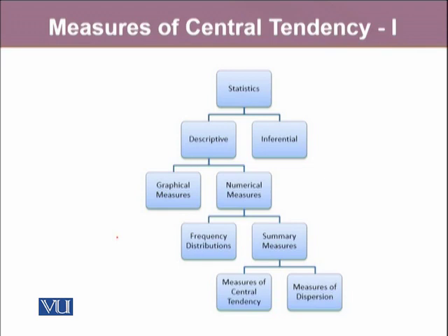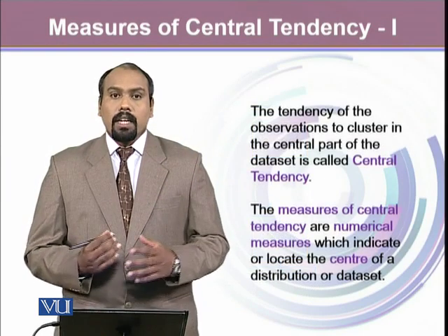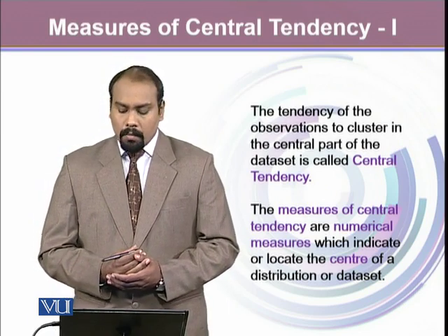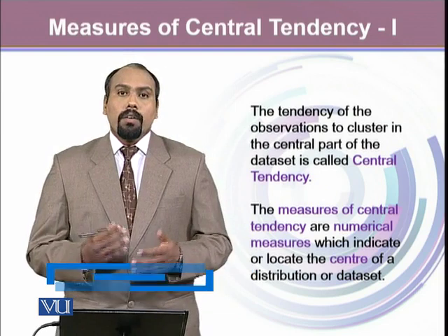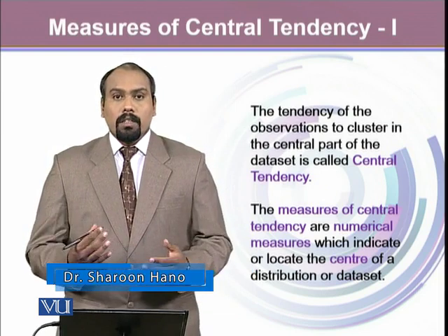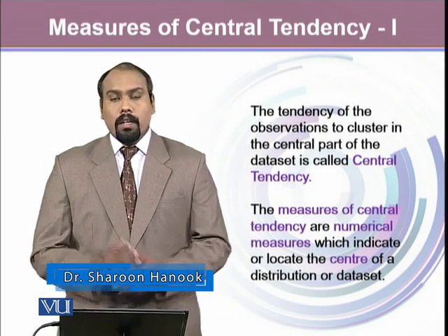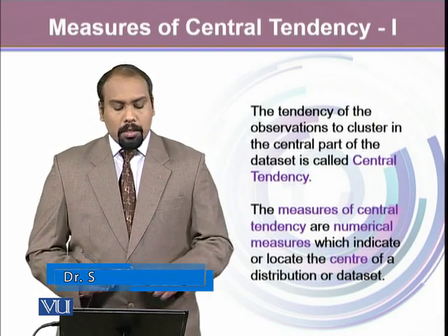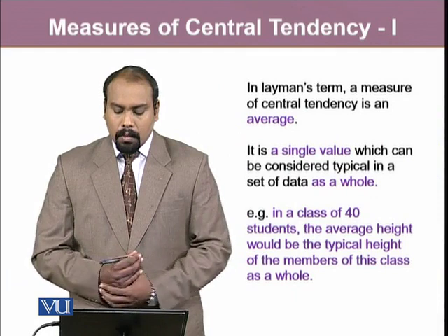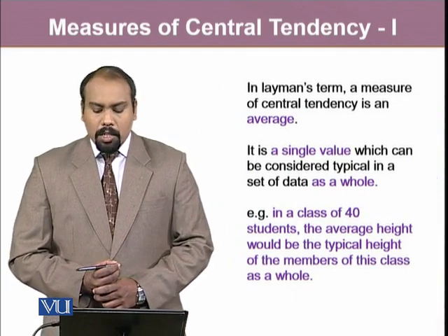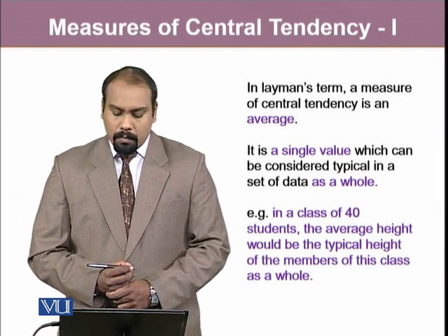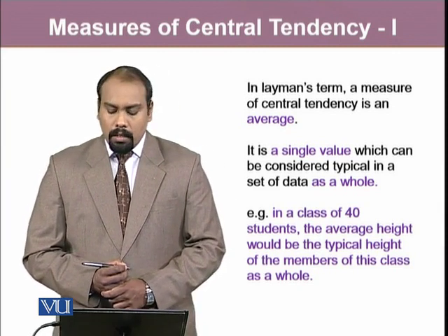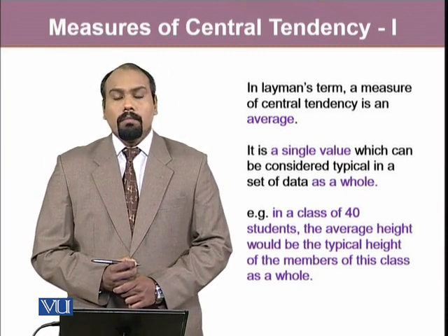The tendency of observations to cluster around the central point is called central tendency. The measures which help us to measure this tendency of clustering along the central point are called measures of central tendency. In layman's terms, a measure of central tendency is an average. It is a single value which can be considered typical of a set of data as a whole.